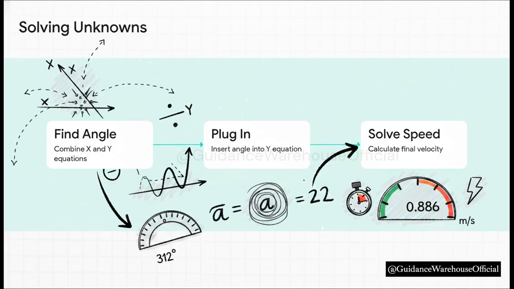Solving this out tells us the target scattered at an angle of roughly 312 degrees, meaning it shot down and to the right. Second step, we plug that angle right back into our simpler y equation. And finally, we solve for the target speed, revealing it scattered at exactly 0.886 meters per second. Mystery solved, without ever having to turn on the lights.